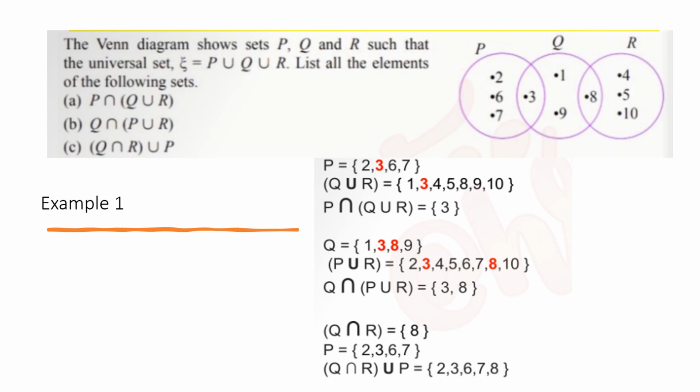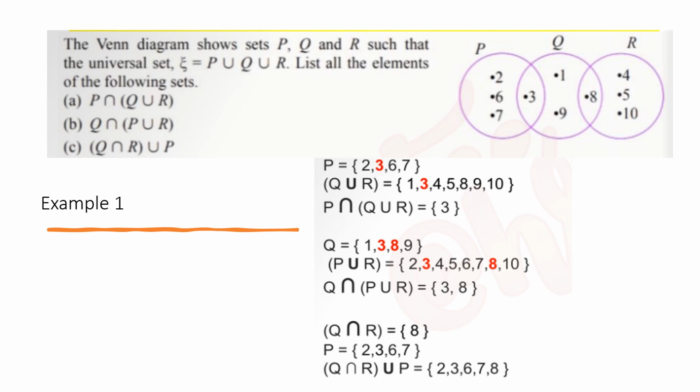And then for example B, Q intersect P union R. Same thing. List down Q first, which is 1, 3, 8, 9. And then you list down P union R, which is 2, 3, 4, 5, 6, 7, 8, 10.